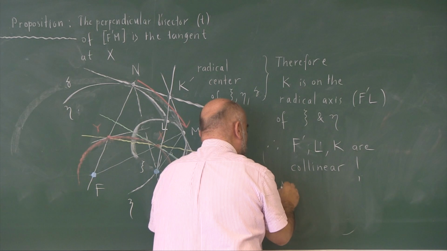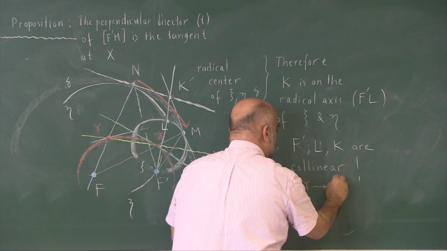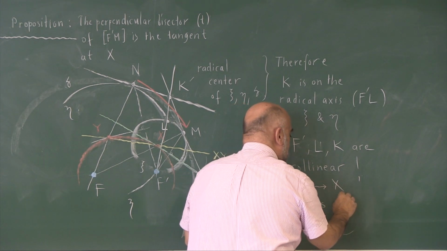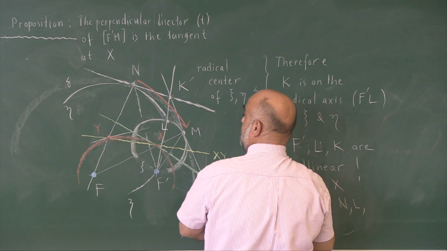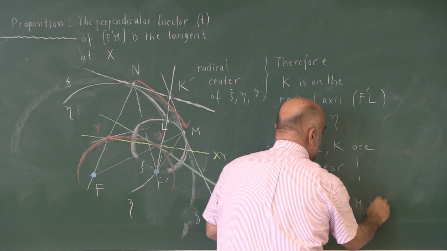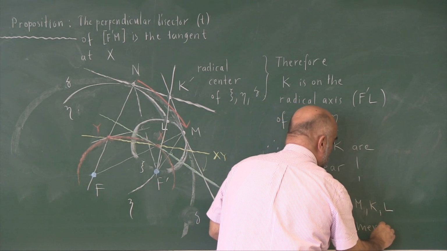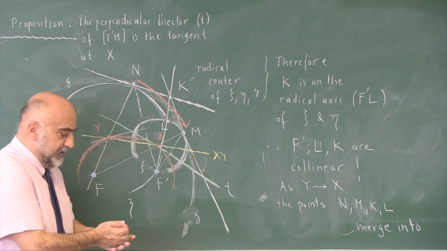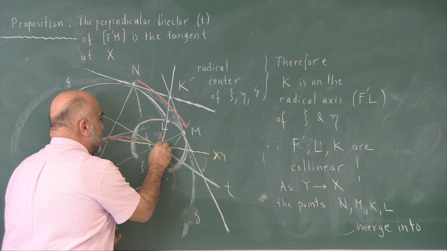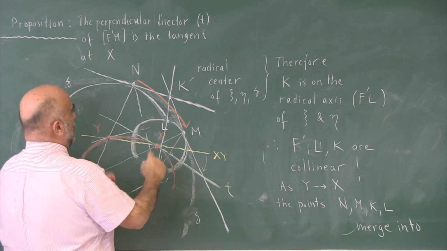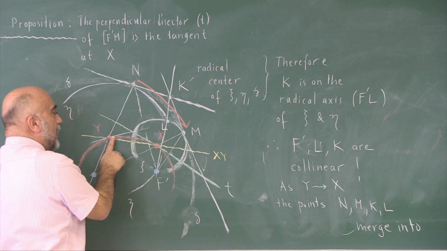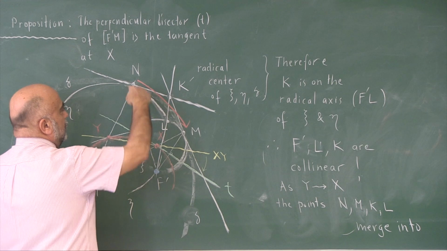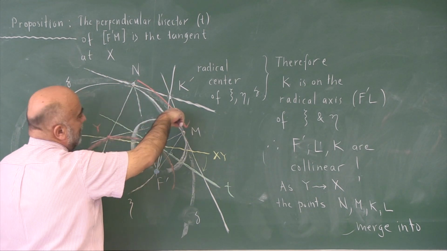So as y approaches x, the points n, m, k, l merge into a single point. Merge into which point? Well, x is fixed, so I take m to be fixed. M is fixed, and of course everything else is moving. When you let n move towards m, or equivalently when you let y move towards x, everything except m, and of course x, and t, is moving. So n, k, and l move into m.